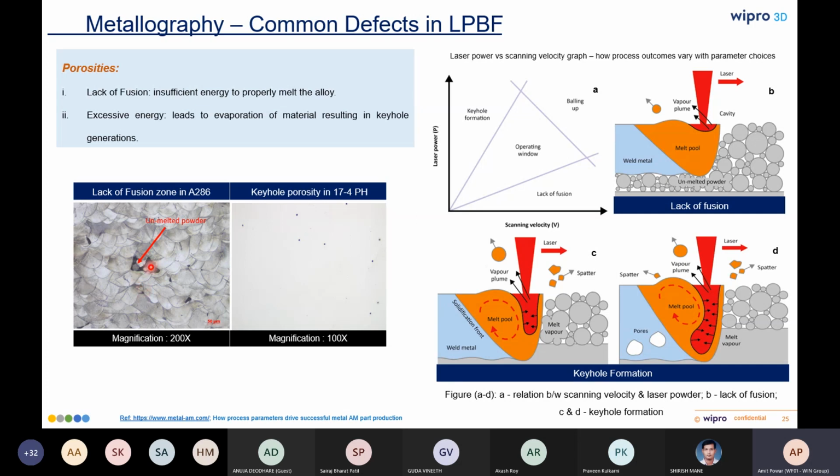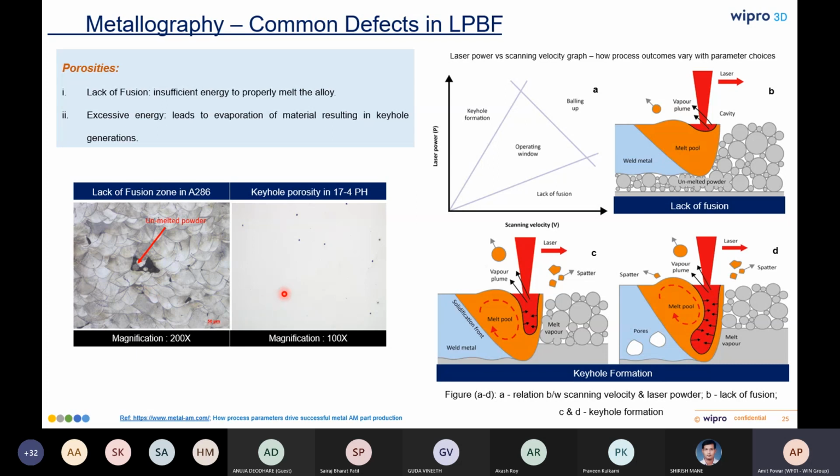Here you can see the lack of fusion zone. In a lack of fusion zone, unmelted powder particles can be seen, and you can clearly conclude that this is a lack of fusion zone. So powder particles are as they are, they are not melted. So you can conclude that this is a laser lack of fusion zone.